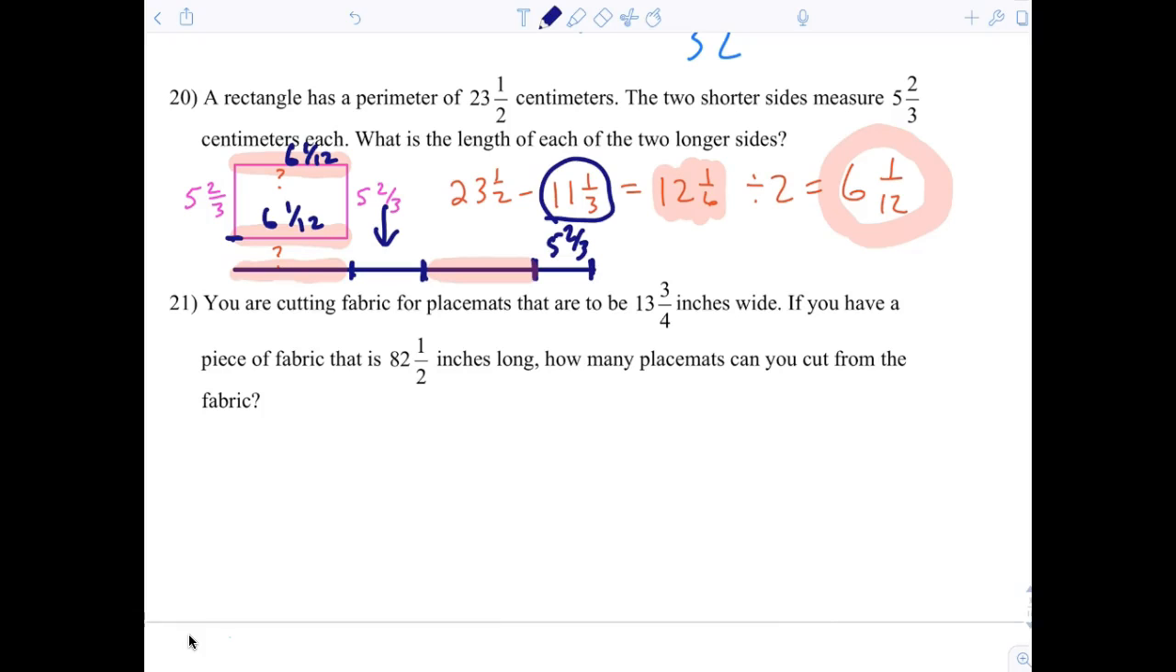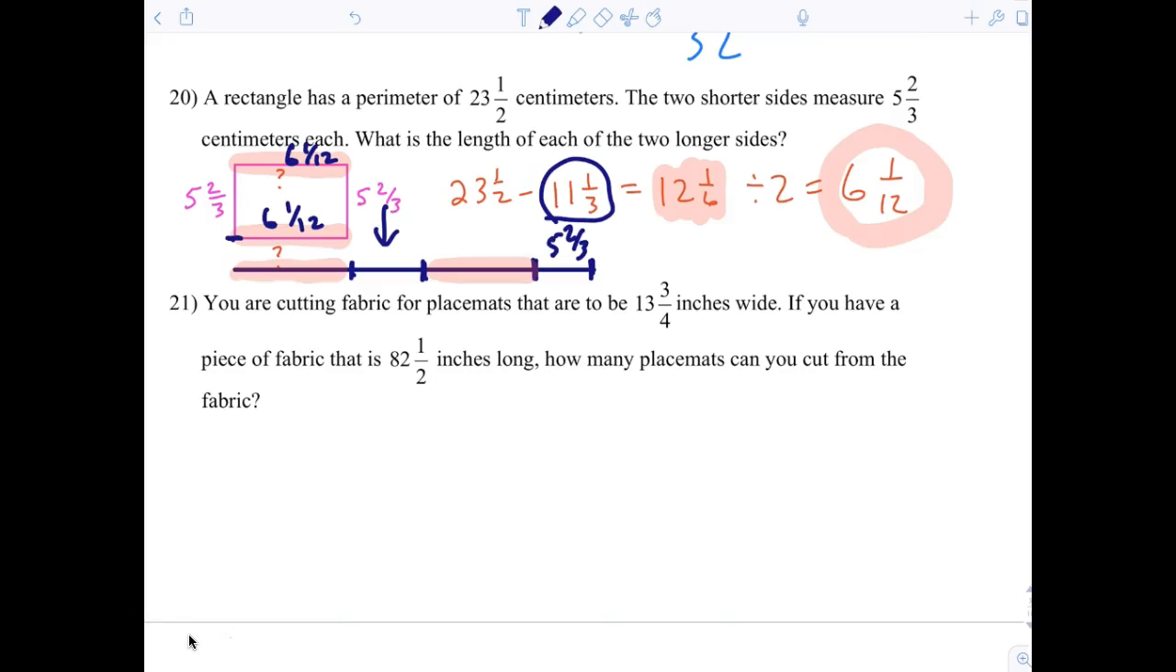All right. Does anybody have any questions with the perimeter of a rectangle? That's actually a pretty hard problem because most people don't understand what the perimeter of a rectangle is. Joseph, are you with me? All right. Now let's talk about 21.